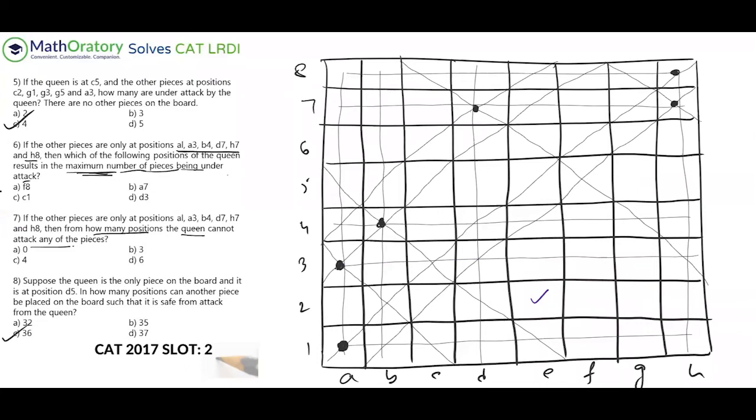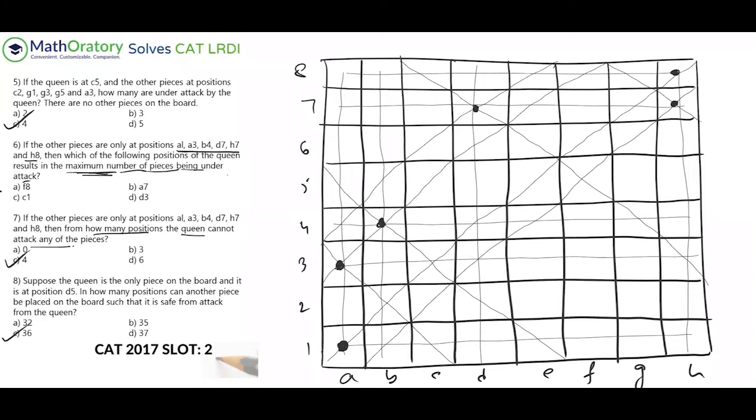I'm just marking this again so you can check the entire board. Everywhere you have a line, right? So this is also there. Only for these four squares, you don't have any piece under attack, right? So the answer for this question should be 4 in that case.